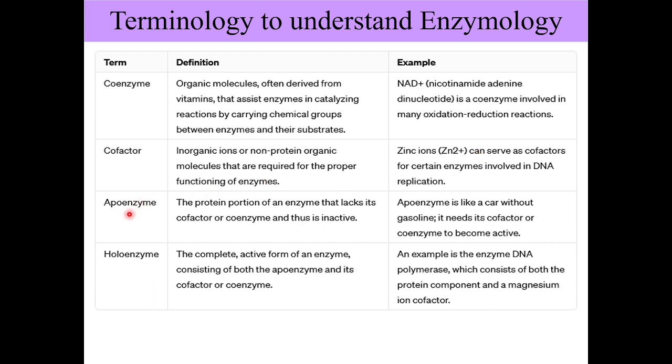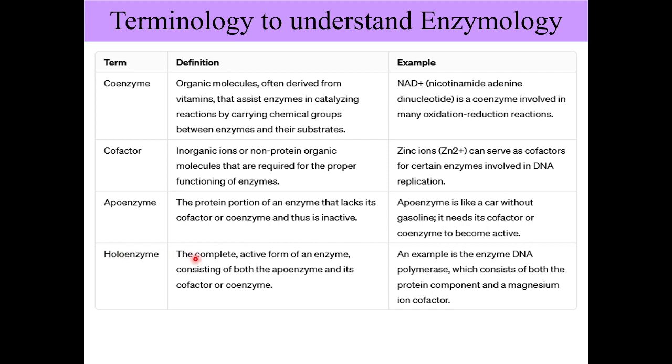They are apoenzyme and holoenzyme that we learnt about just now. So the protein portion of the enzyme that lacks its cofactor or coenzyme, and therefore is biologically inactive, is called the apoenzyme. So this is like a car without gasoline, that is, it cannot function, right?